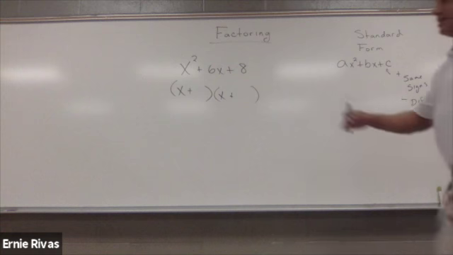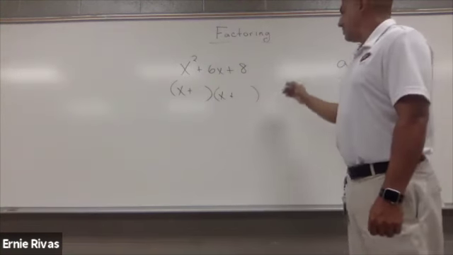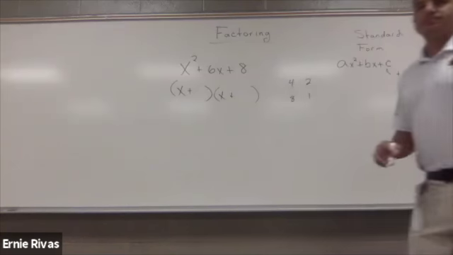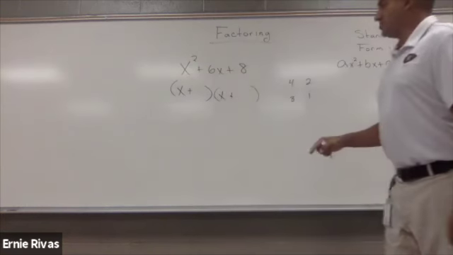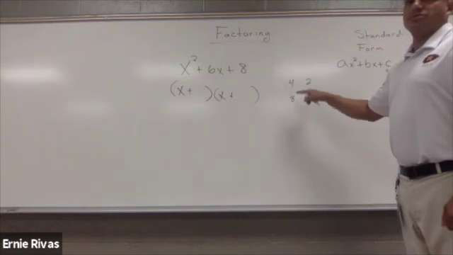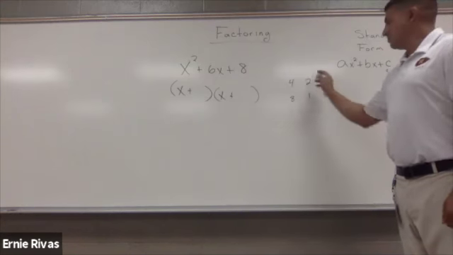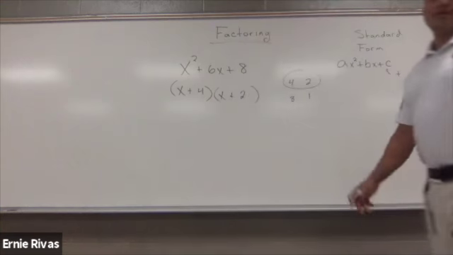Now, how did we get 8? We multiplied, right? So what numbers multiply to give us 8? 4 and 2 and 8 and 1. So now, because a is 1, it's as simple as this. Which pair of these numbers adds together to give us 6? 4 and 2. And then we've just factored that.